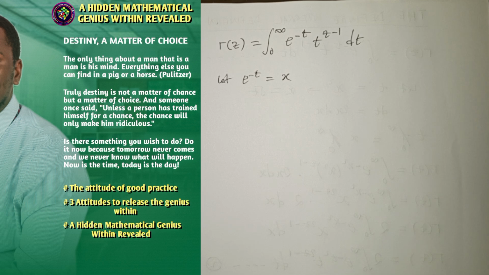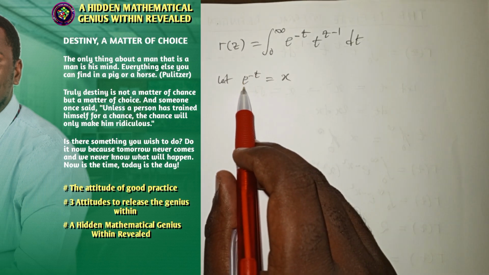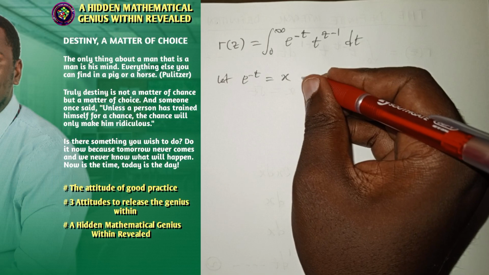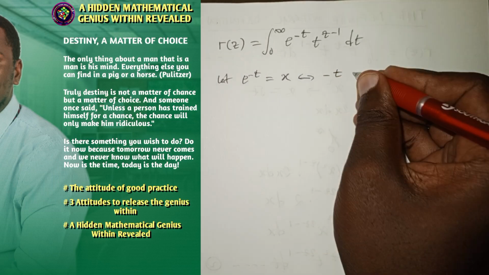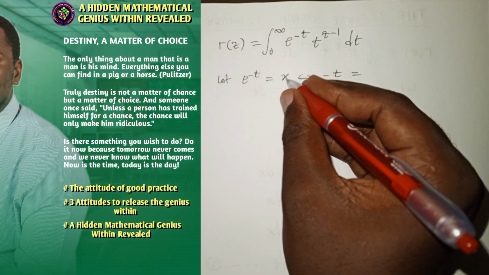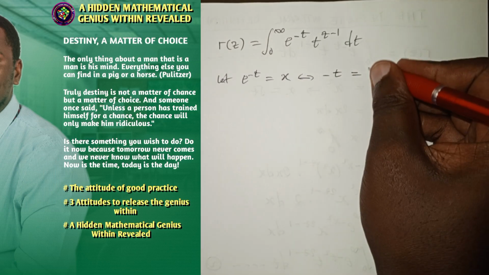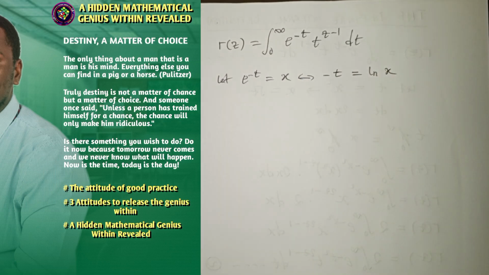So we are going to introduce a natural log to both sides of the equation. So if you introduce the natural log here, it will cancel out the exponent. So it will just remain with the minus t equal to, then you introduce the natural log here, it will be natural log of x.